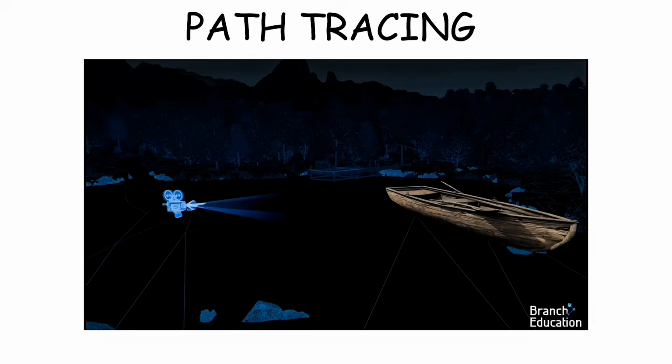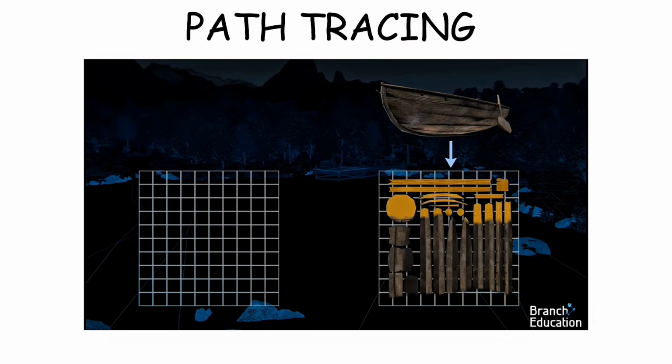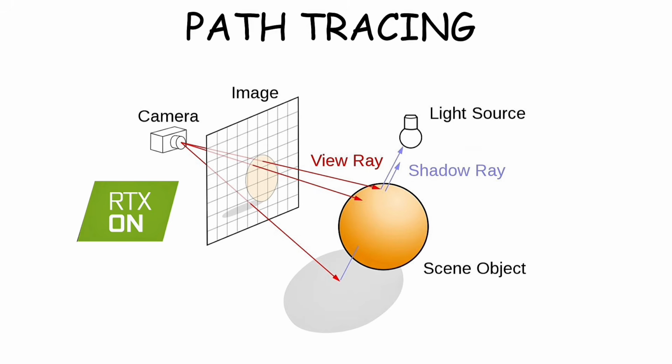Path tracing. Path tracing is an advanced form of ray tracing that simulates the full, realistic paths of light rays through a 3D scene for photorealistic rendering. With ray tracing, it only handles effects like direct reflections or shadows with targeted rays.